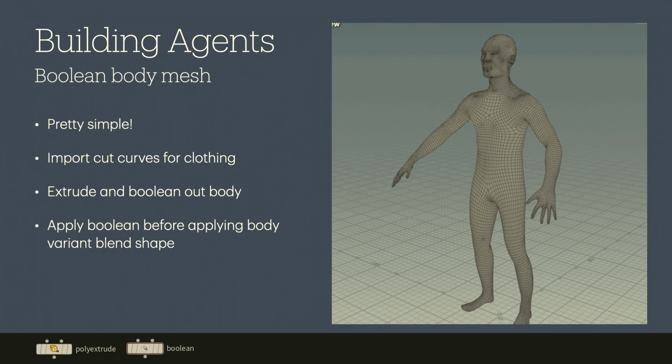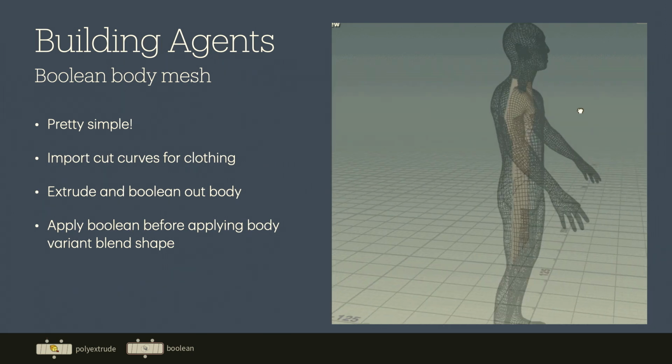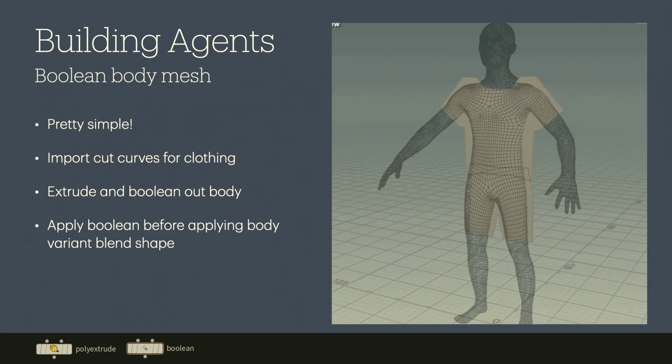In terms of doing the booleans, this takes place when we are assembling all the agent layers. Pulling the curves, extrude, boolean, boom, done. No more clothing intersections.